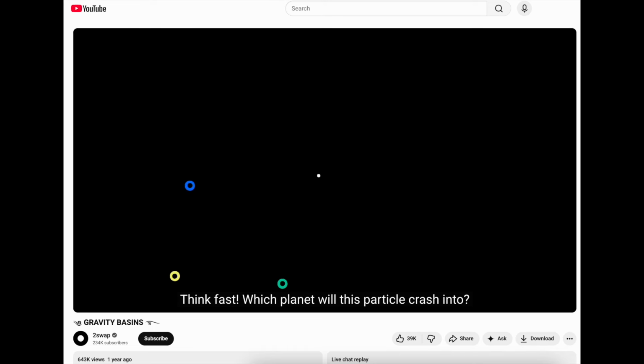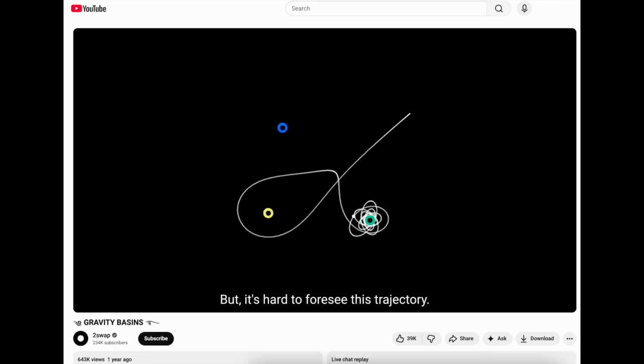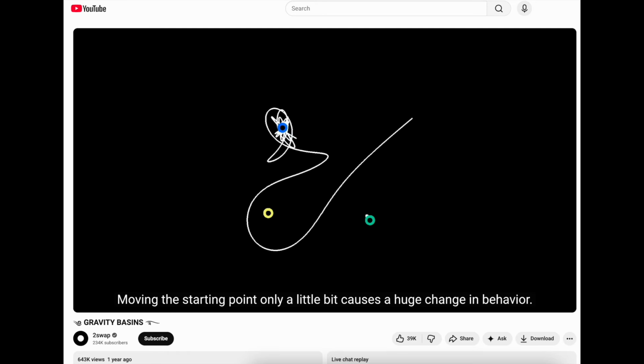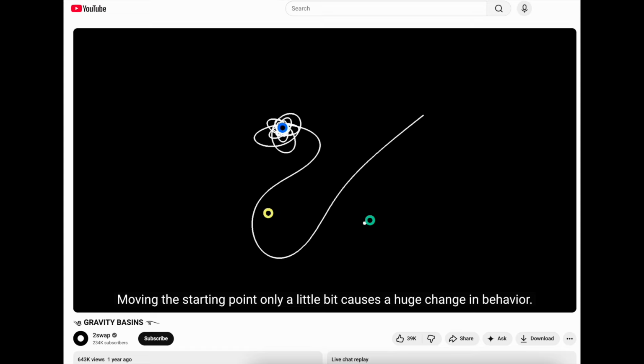Think fast. Which planet will this particle crash into? It's not an easy question. If you said the green one, you're right. But it's hard to foresee this trajectory. Moving the starting point only a little bit causes huge changes in behavior.